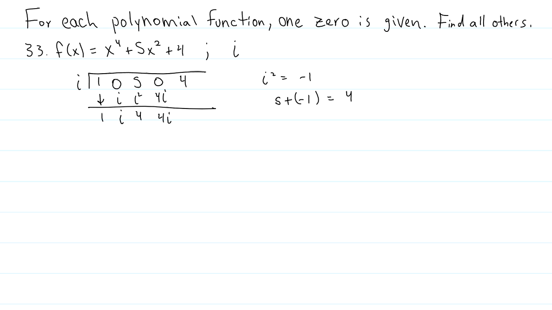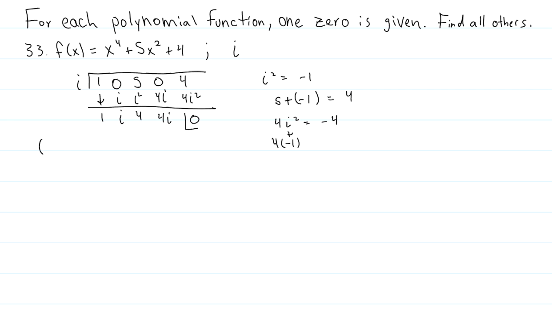Now 4i times i gives us 4i squared, and 4i squared is equal to -4. So this should be 0, because this is -1 times 4. Okay. Now we rewrite this.